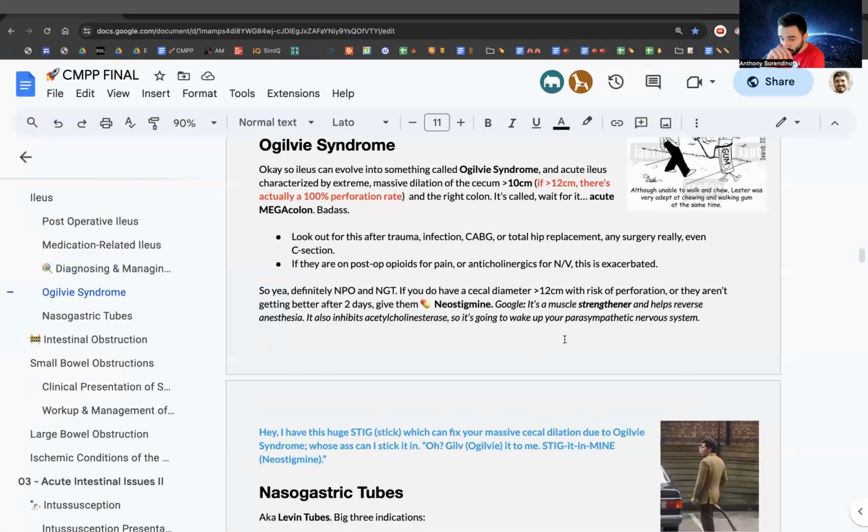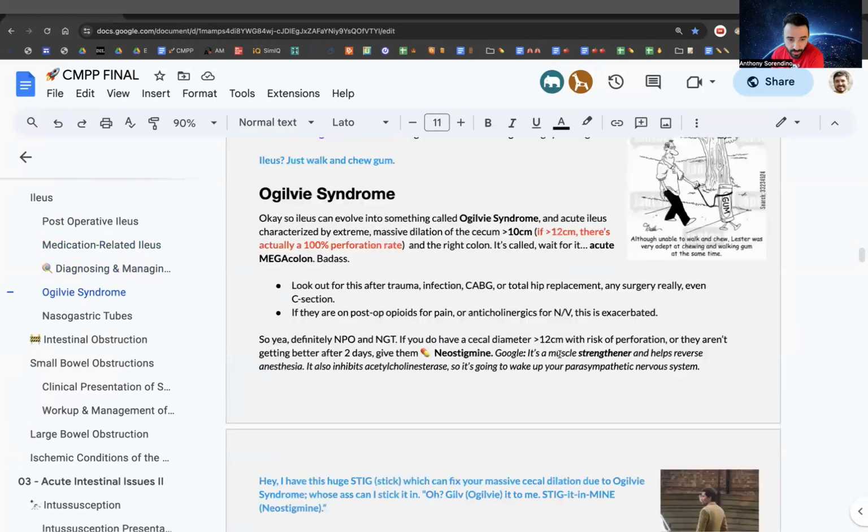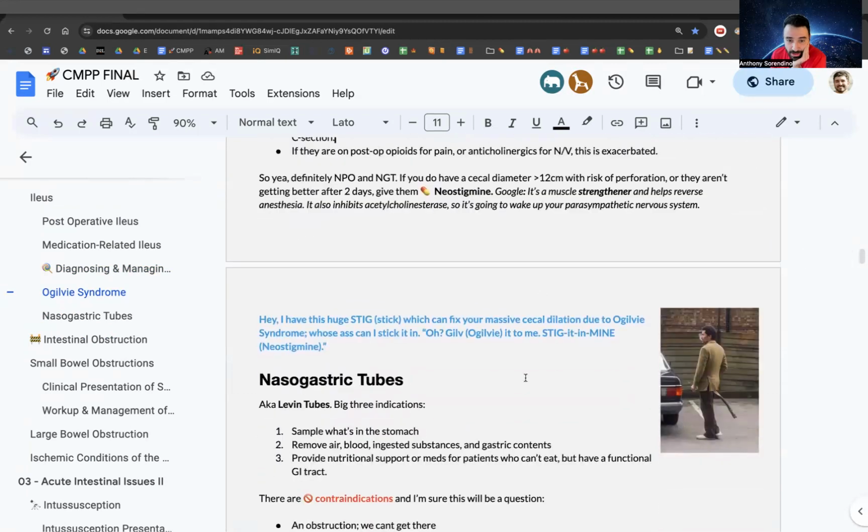I had to Google this as well. This is a muscle strengthener, and it helps reverse anesthesia. So if that's the cause of this ileus, that's going to help you out there. Okay, and also what can cause this is trauma, infection, a CABG, a total hip replacement. That could totally be in a vignette, a C-section as well. So look out for that.